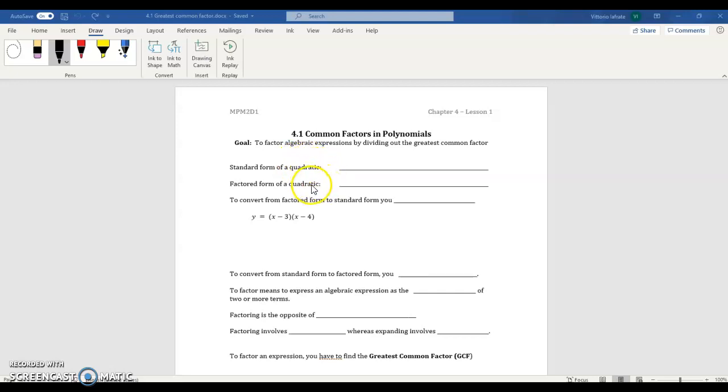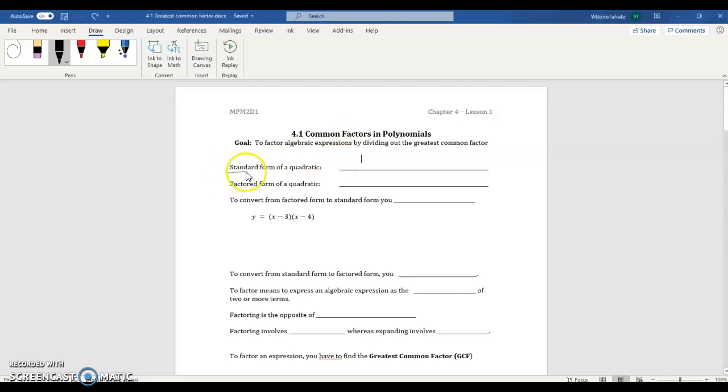This is a video lesson for 4.1. We're going to be learning how to factor using a technique called the greatest common factor. Before we do so, we're going to review a few forms that we can see quadratic equations written as.